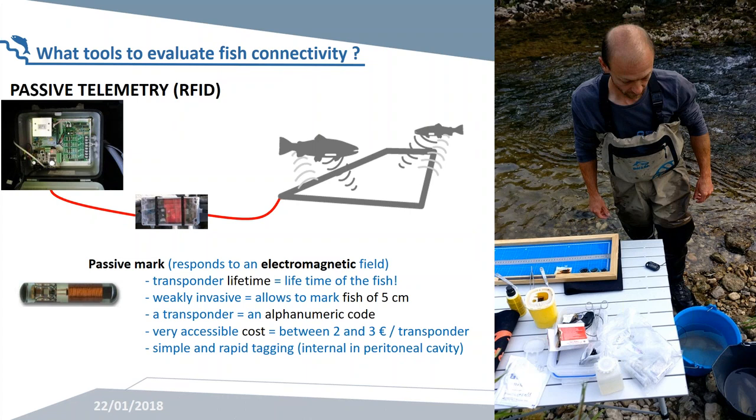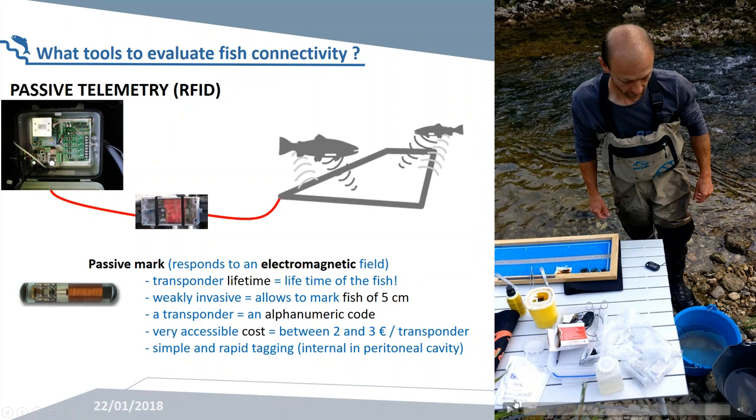We use 12, 23, and 32 millimeter tags, so this is quite small, and it allows to mark fish from 5 centimeters. So we can tag and we can study almost all species and all sizes of fish. The other good point is that the cost of the tag is very accessible. This is between 2 and 3 euros per transponder. So it allows to mark a lot of fish. And it's really important, you will see after, to tag a lot of fish. And the last point is that it is quite simple and rapid to tag the fish.